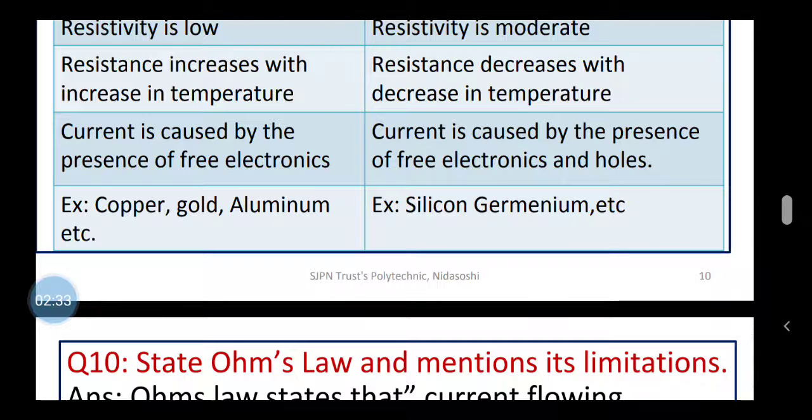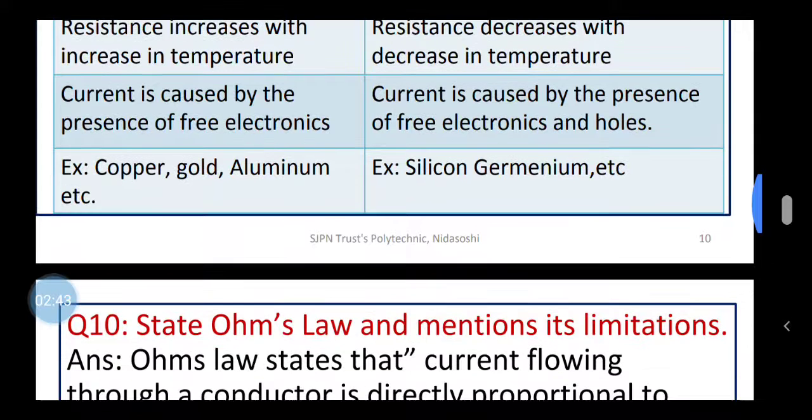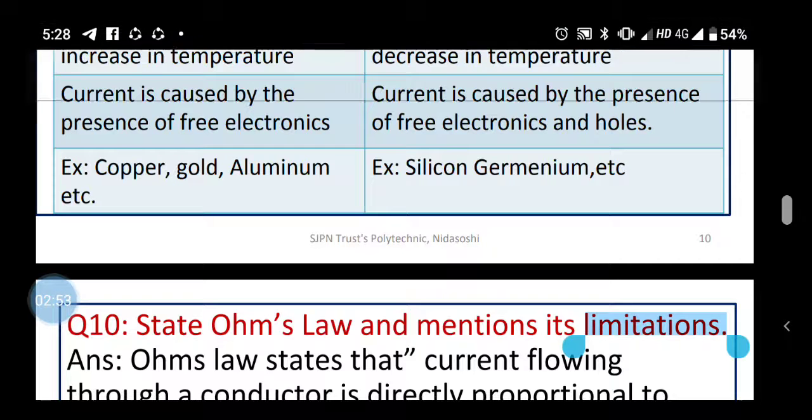This property we call the negative temperature coefficient of resistance. In conductors, current is caused by the presence of free electrons, and in semiconductors, current is caused by the presence of free electrons and holes. Examples of conducting materials are copper, gold, aluminum, etc. And examples of semiconducting materials are silicon, germanium, etc.